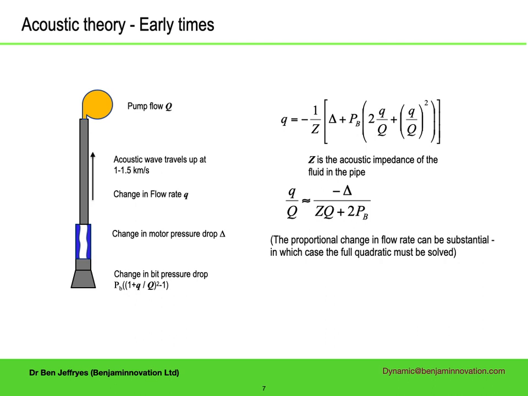Normally, the first term in the denominator, ZQ, is smaller than the bit pressure drop. So if the pressure drop across the motor changes by a substantial proportion of the bit pressure drop, so will the downhole flow rate. Remember, this happens immediately. It's an early time effect. And this reduction in the flow rate and the pressure drop through the bit means that the pressure change above the motor is less than the change in pressure drop across the motor. As we shall see, it can be substantially less.